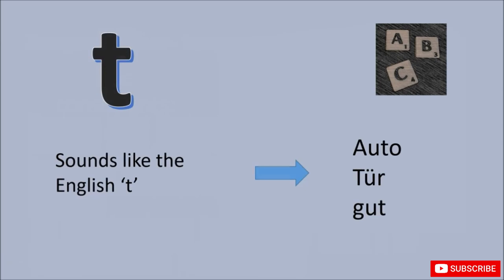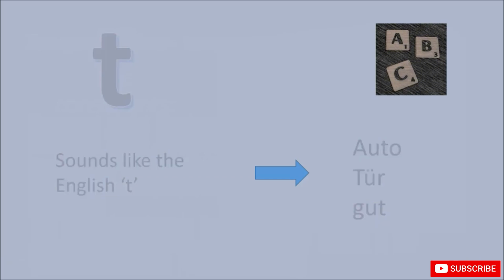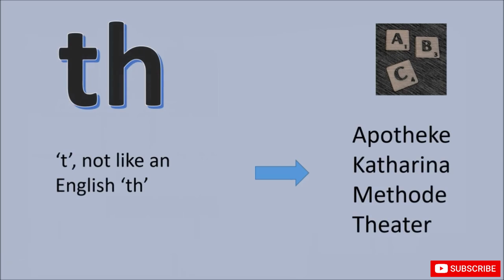Now the letter T on its own sounds just like the English T. Auto, Tür, gut. No difference there. Slightly more different is when you have a letter combination. Now the TH, although it exists in German, it is pronounced like a T, and we don't pronounce the H. So it's not like the English th. Actually, quite a few Germans are struggling with the English th, and they can't say it. So the words we have here, remember, it's just a T sound. Apotheke, Katharina, Methode, Theater.